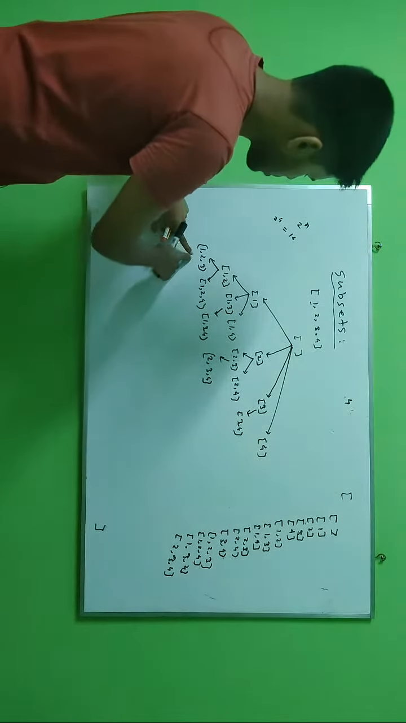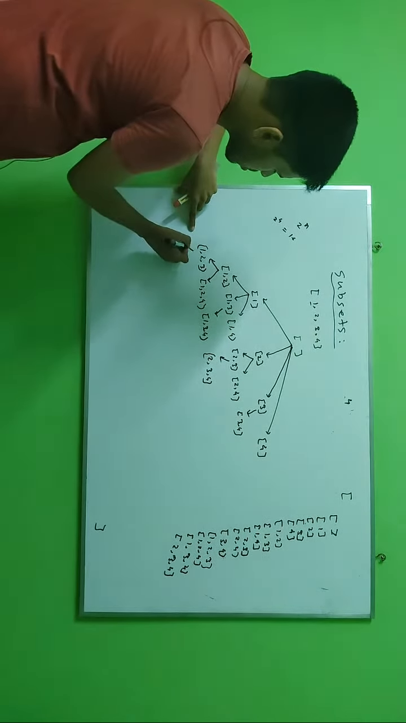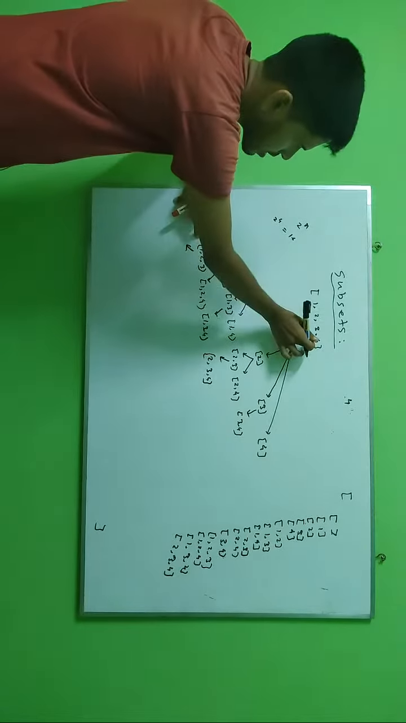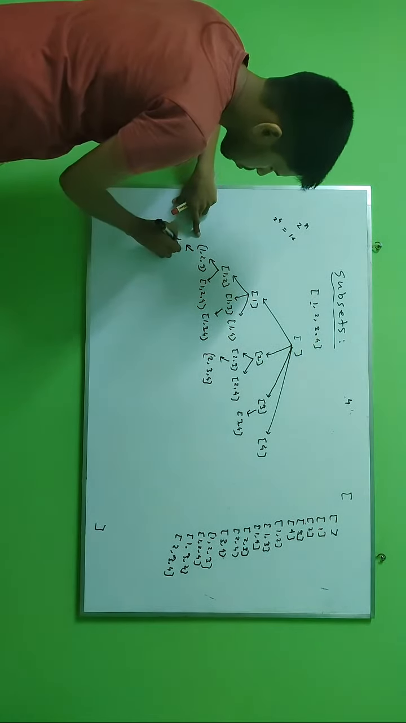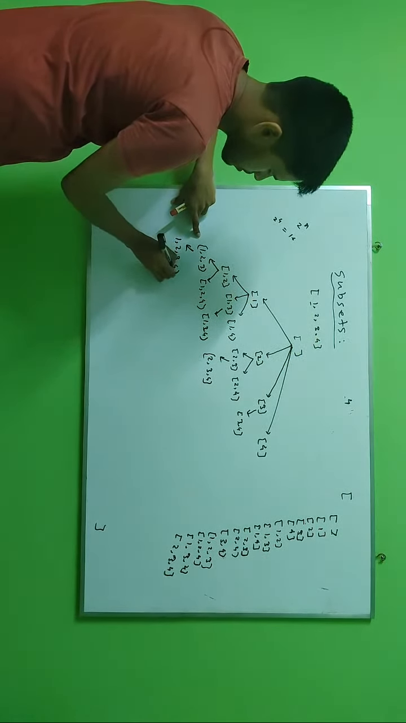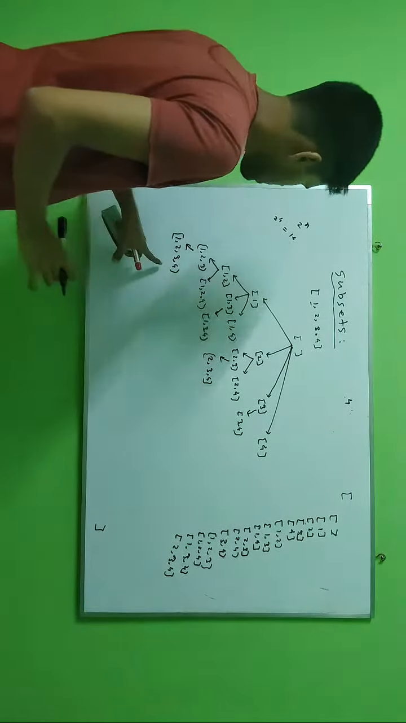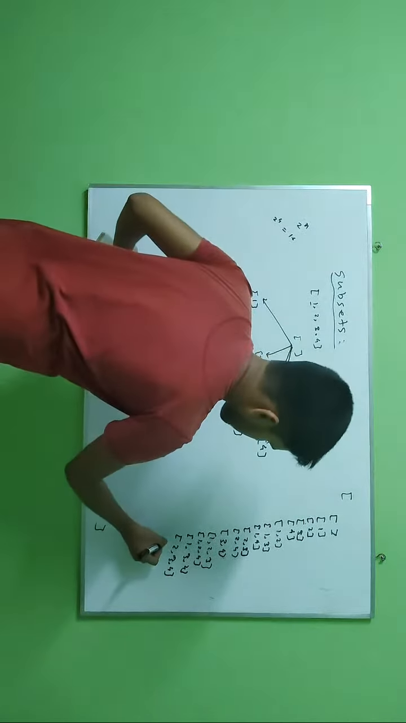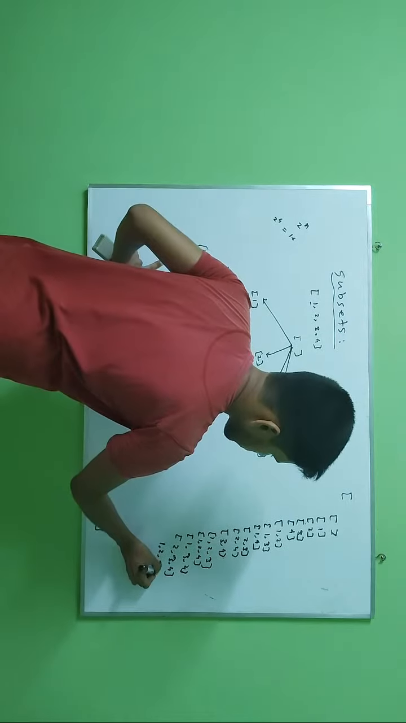Okay, so here we see we choose 1, 2, 3. Here we can place an element. We have 4. So 1, 2, 3, 4. Okay, so here we see the length is 4. So let's add here 1, 2, 3, 4.